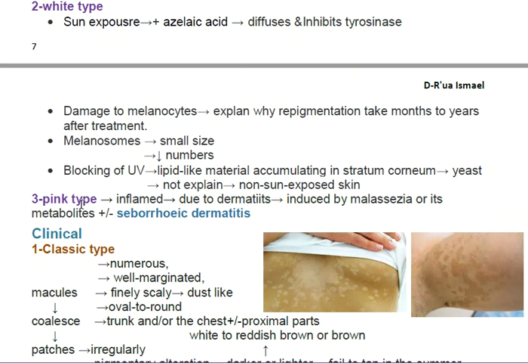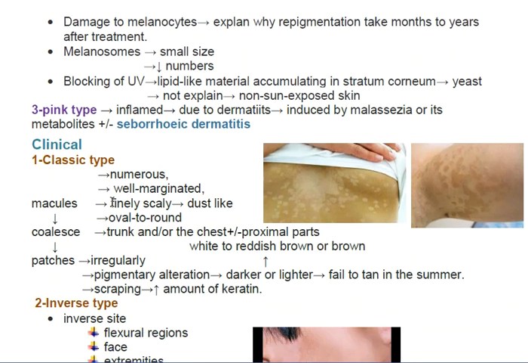The pink type is inflamed, due to dermatitis induced by Malassezia and its metabolites, and can be superimposed on or coexist with seborrheic dermatitis. Malassezia has a role in both diseases.